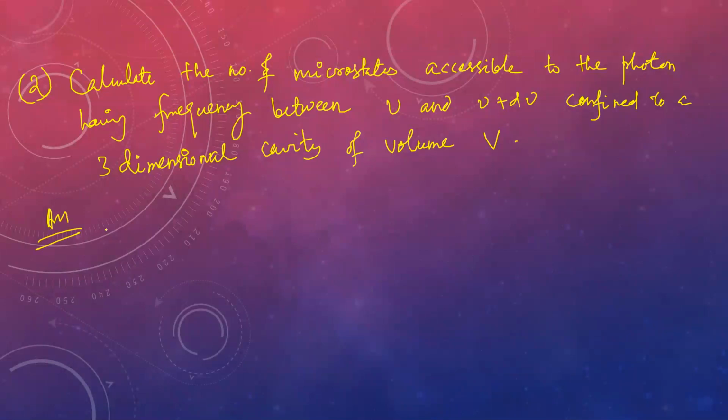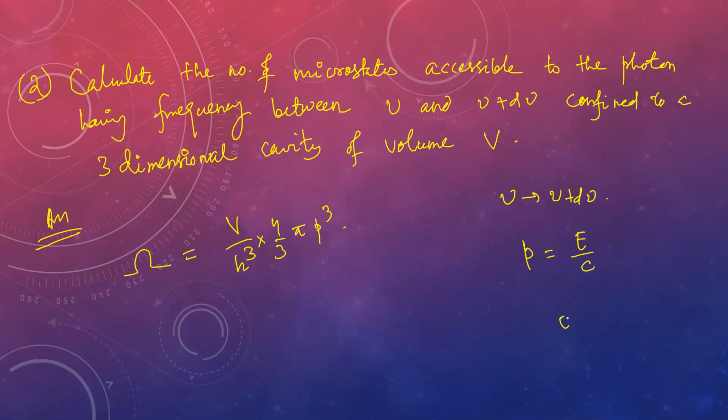Try first, you first try. Number of microstates, we just calculated: omega is equal to V by hq into 4 by 3 pi pq. Okay, frequency between nu to nu plus delta nu, isn't that right? So nu is the frequency. Can we have a relation between p and nu? So p is equal to what? E is equal to pc, so p is equal to E by c. Energy is h nu, so p is h nu by c.